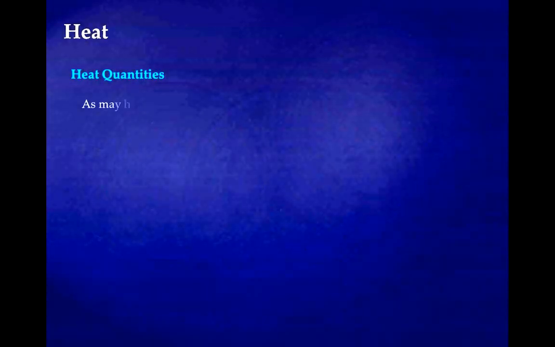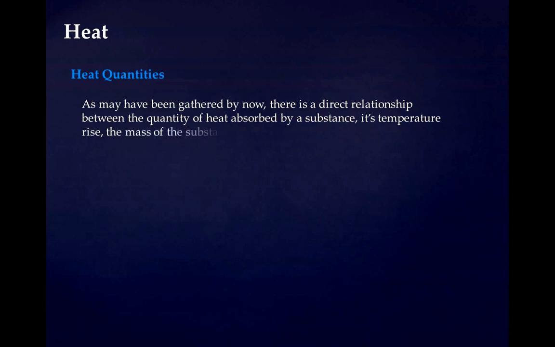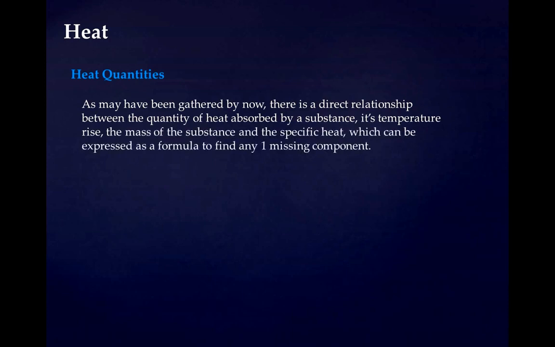Heat quantities. As may have been gathered by now, there is a direct relationship between the quantity of heat absorbed by a substance, its temperature rise, the mass of the substance, and its specific heat, which can be expressed as a formula to find any one missing component.